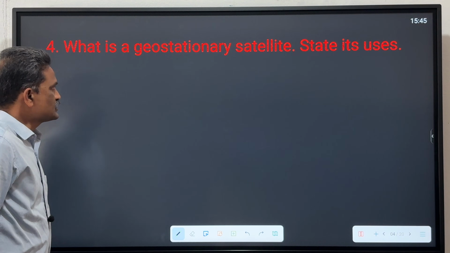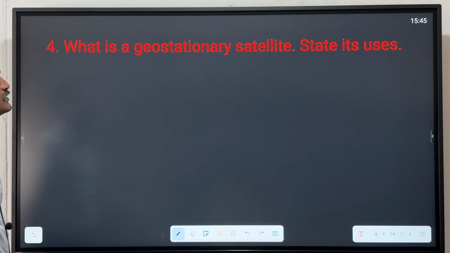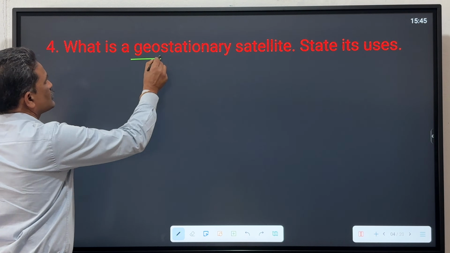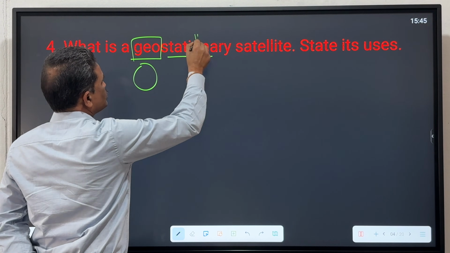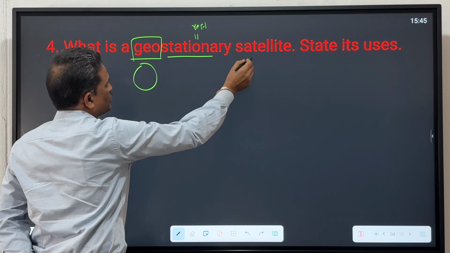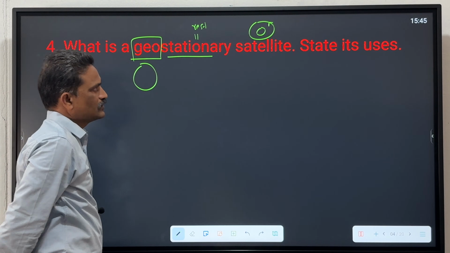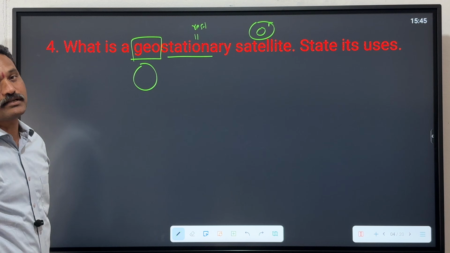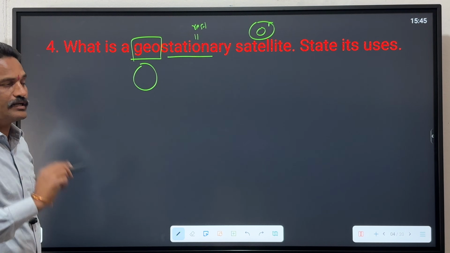Now the last question of the gravitation: what is a geostationary satellite? Geo means earth. Stationary means rest. Satellite means something going around the earth. Some artificial object going around the earth is called a satellite. For example, the moon is a satellite because it is revolving around the earth.